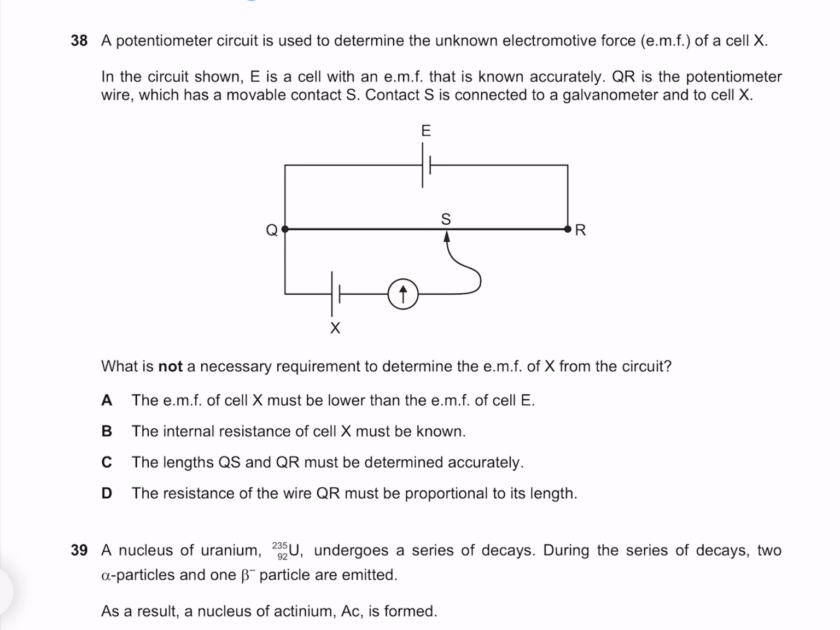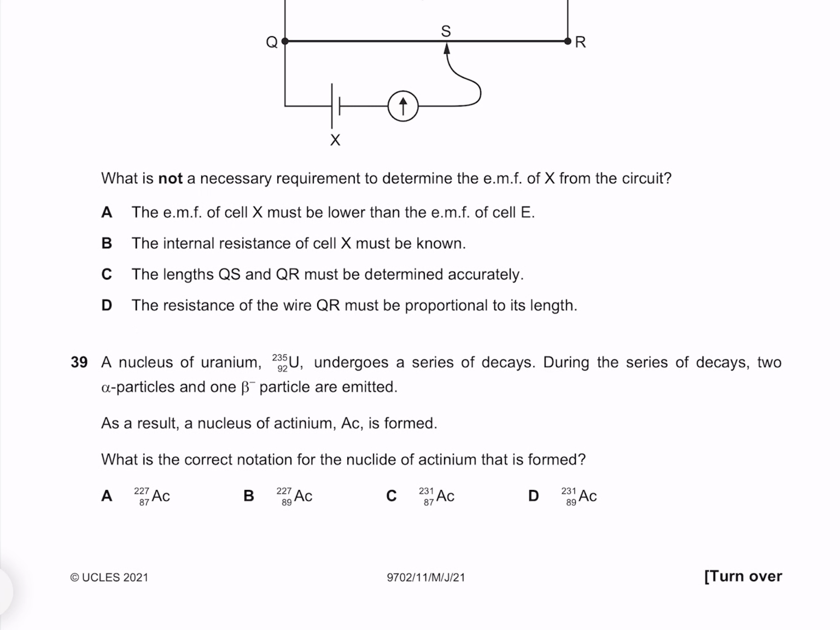A potentiometer circuit is used to determine the unknown electromotive force of a cell X. In the circuit shown, E is a cell with an EMF that is known accurately. QR is the potentiometer wire, which has a movable contact S. Contact S is connected to a galvanometer and to cell X. What is not a necessary requirement to determine the EMF of X from the circuit?